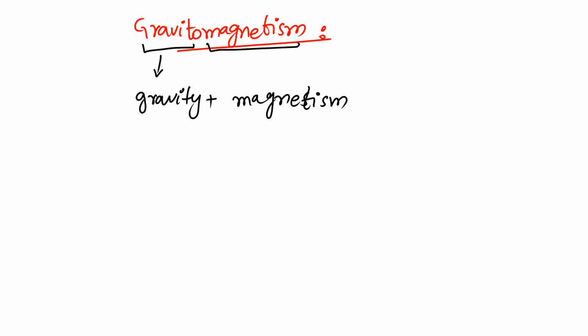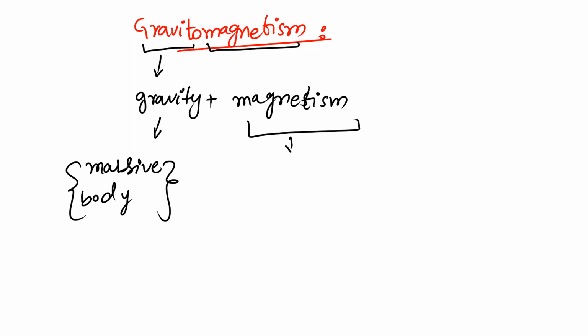What is the correlation between magnetism and gravity? If any massive particle or massive body is placed in space, it curves space-time, it creates a space-time curvature. The same goes for magnetism. When an electric charge, or you can say an electron, revolves or moves, it creates an electric or magnetic field around it. So that is the analogy.